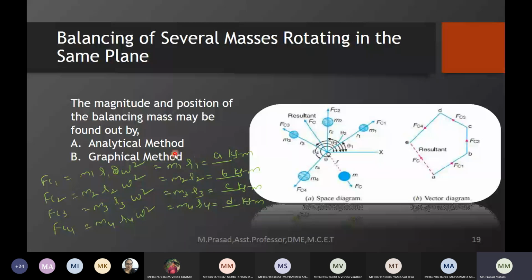After finding all these products, we will get some numerical values A, B, C, D. Suppose, assume these may be 10, 15, 20, 30. Randomly I am saying, I am not calculating. Assume A as 10, B as 15, C as 20, D as 30 kg meter. So I can't draw a length of 30 kg meter. It means it's a huge length. So in that case, what we can do is take a scale. You can solve this by taking a suitable scale.